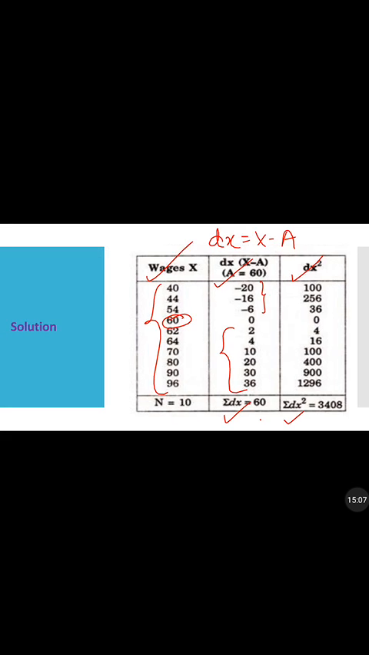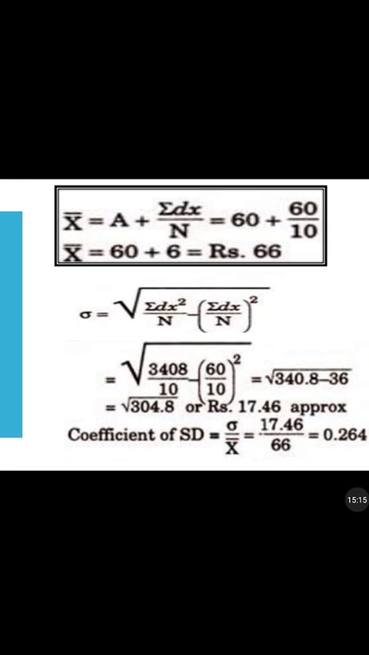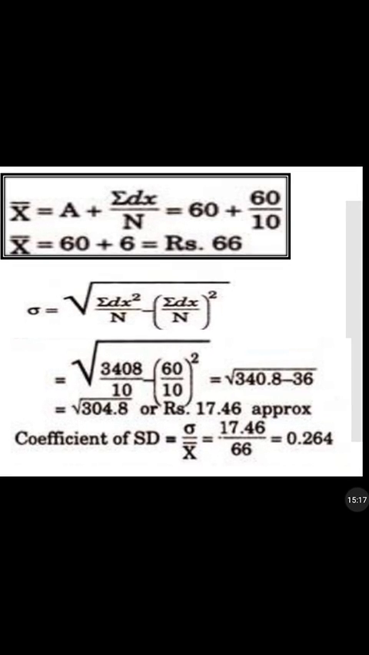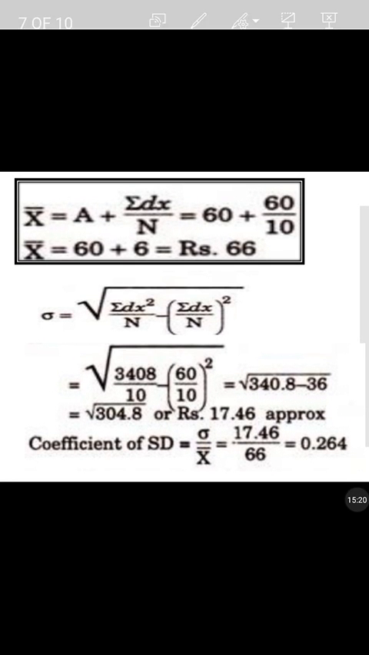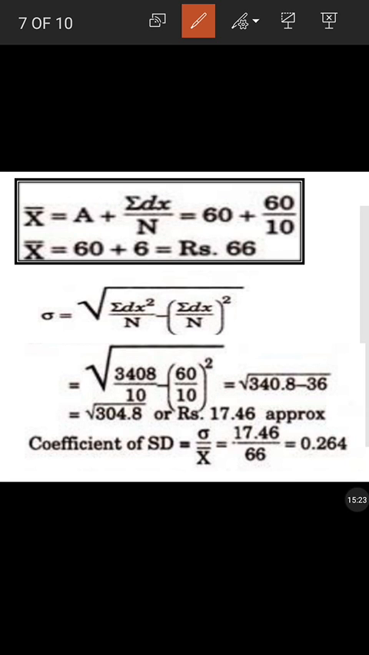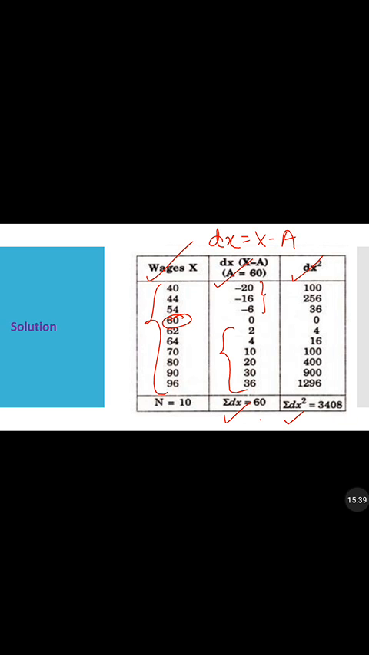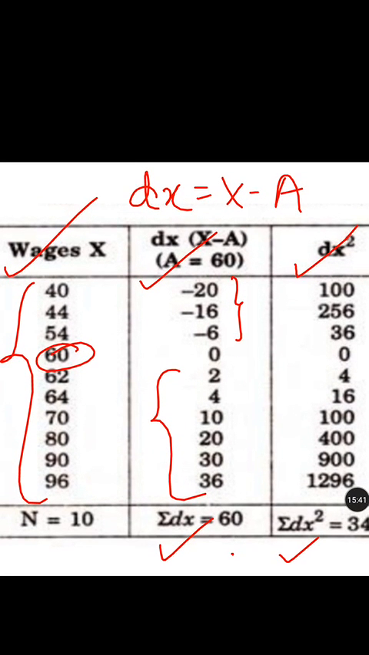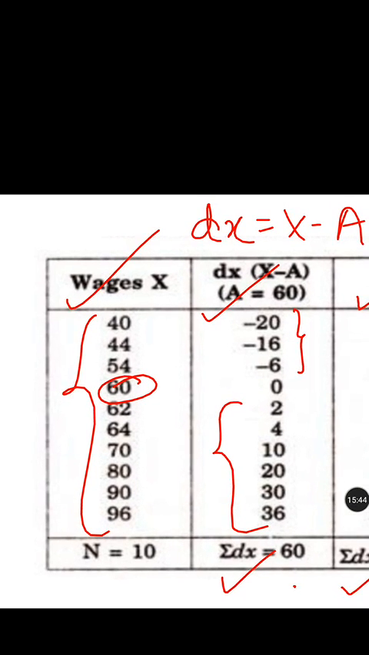Then we are going to see the formula now. I have mentioned what we have to find first. First we have to apply the formula. The first formula is x bar. We have to calculate x bar. What is the formula for assumed mean? X bar is equal to A plus summation dx by n. A is what we took, 60, and the value of summation dx is also 60. So don't get confused. The value we assumed and took here is 60.